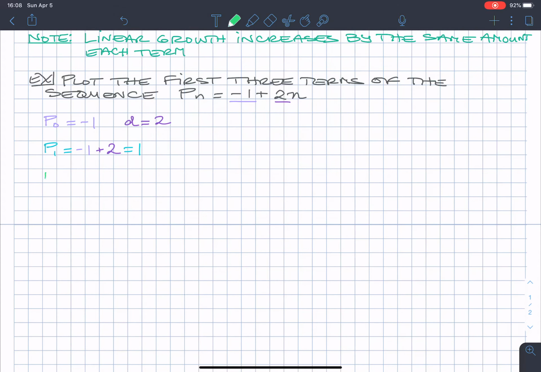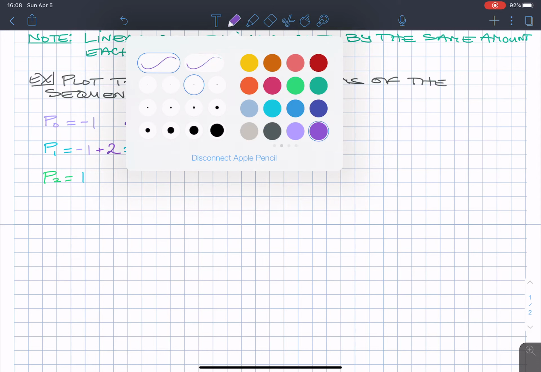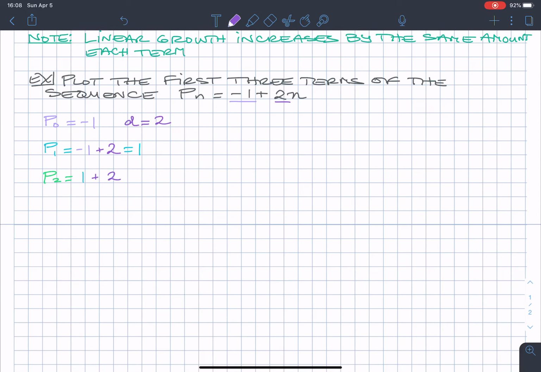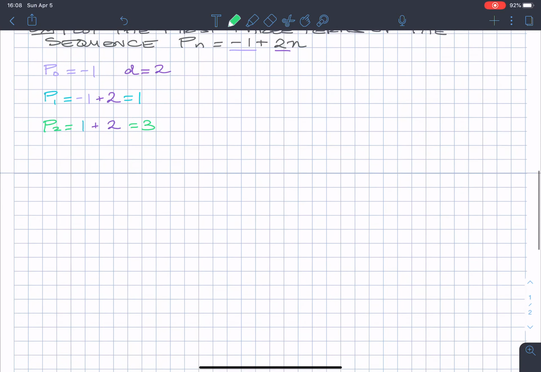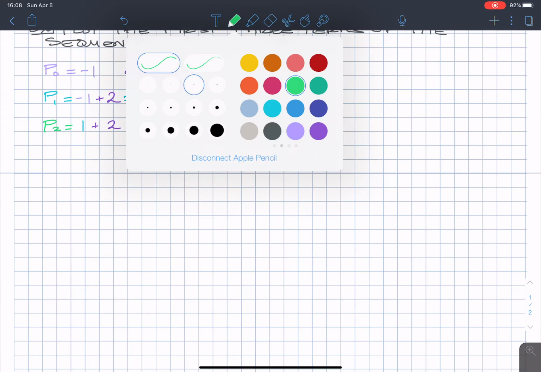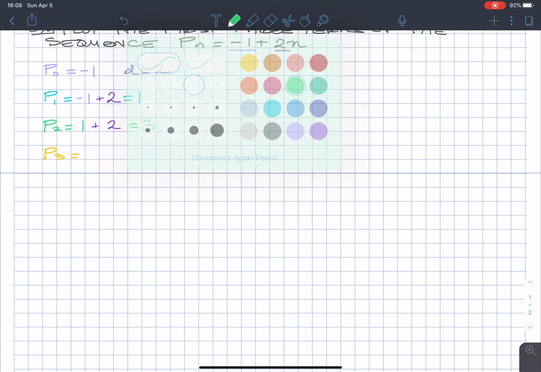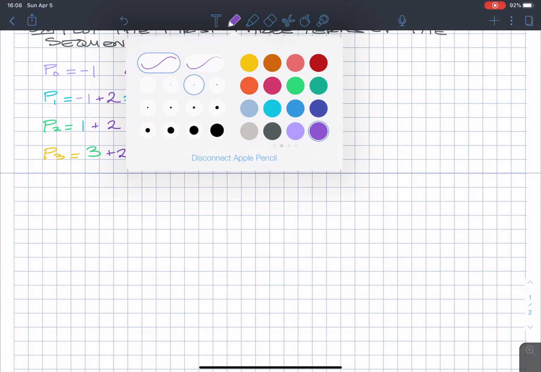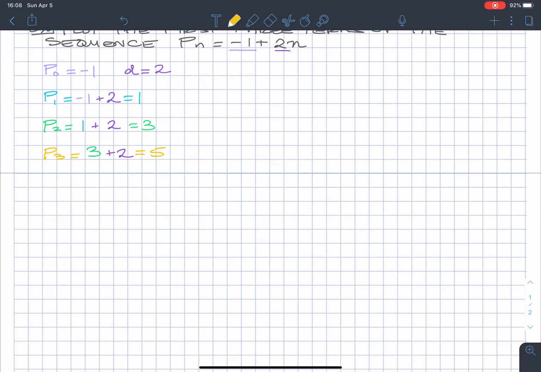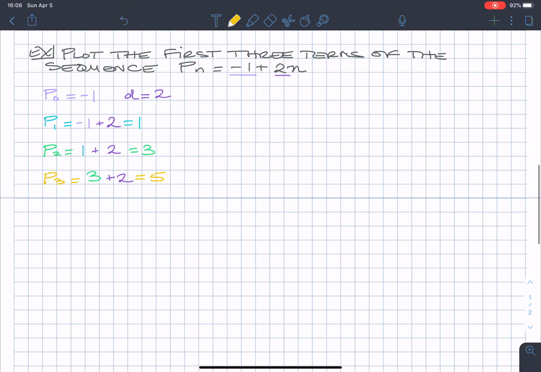I know p sub 2, I'm going to add 2 to the previous term, so it's 1 plus 2, which gives me 3. Do you agree the common difference between each term so far is 2 units? And the final will be the previous term, 3, plus the common difference, 2. So I should get 5. Okay, let's see what happens when I plot this.